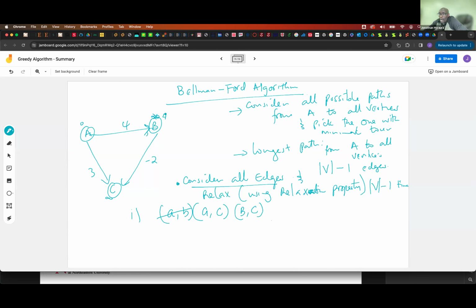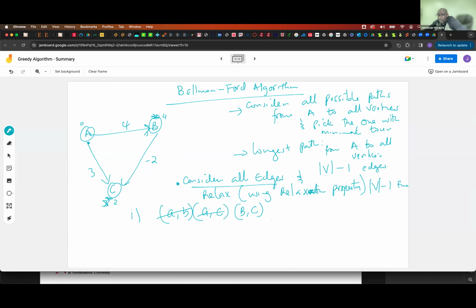But instead of picking the one that's 4 and then working with it, we're just going to consider again A to C. A to C is 3. We considered it, so this one becomes 3. And then consider B to C. B to C is minus 2. So 4 minus 2 is 2. So we put 2 here. And we are done with one step.